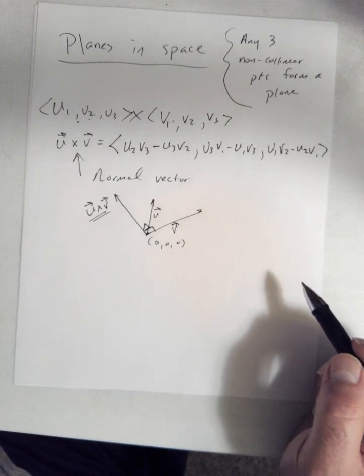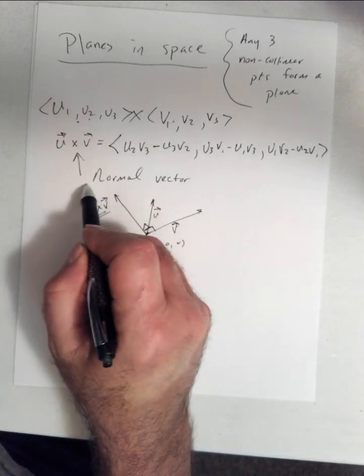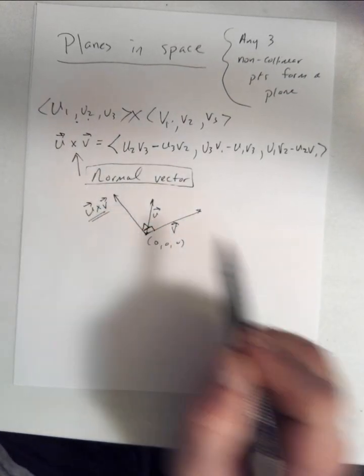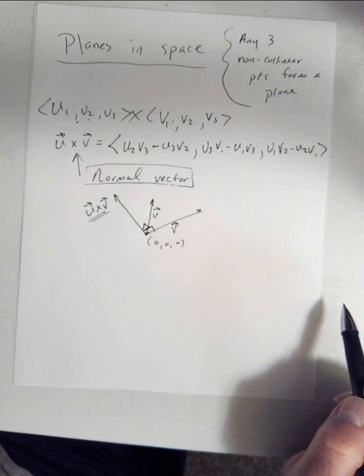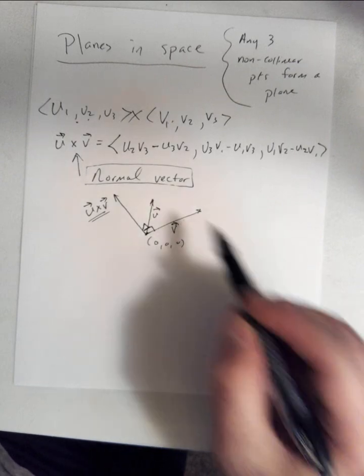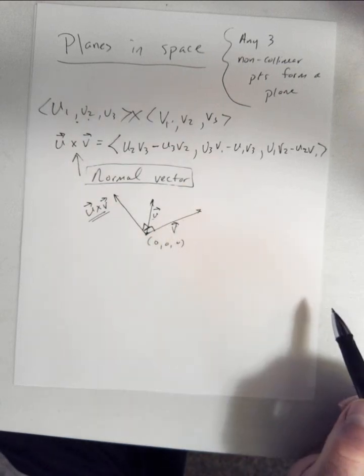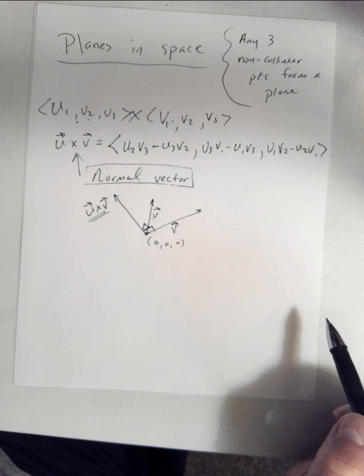All right? So anytime you calculate the cross product, in other words, you get the normal vector, that's just the name they gave it, you will get a vector that is perpendicular to the plane that contains the two vectors that you use to calculate the cross product. That's important. Okay.